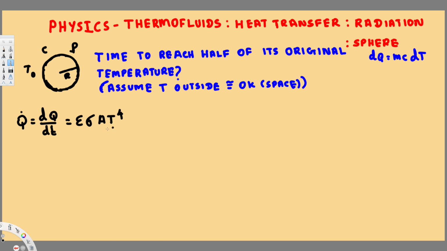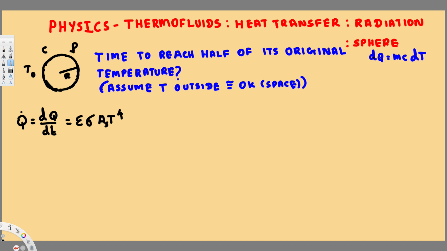Now let's see how we can find this using this information. Here we have Q dot, and for radiation, Q dot is equal to emissivity times the Stefan-Boltzmann constant times the surface area times temperature to the power 4. So this is going to be the equation.